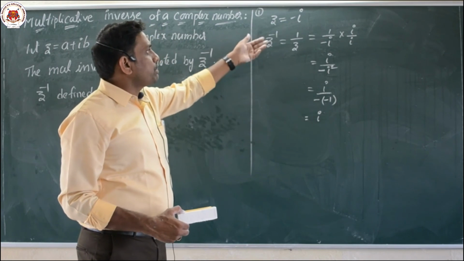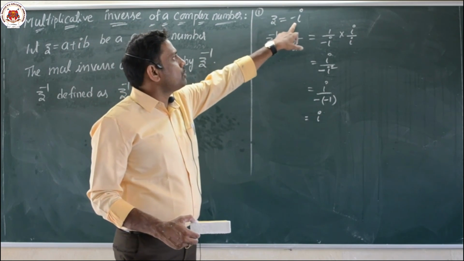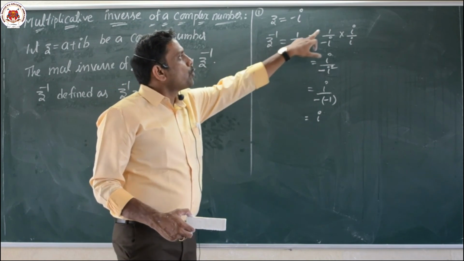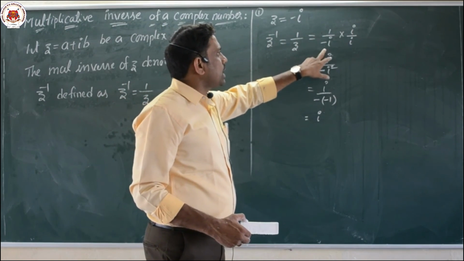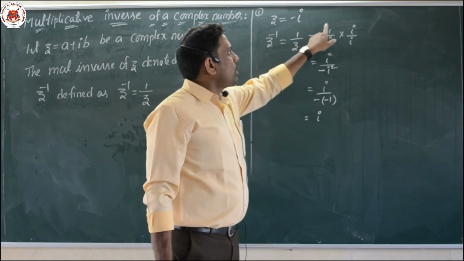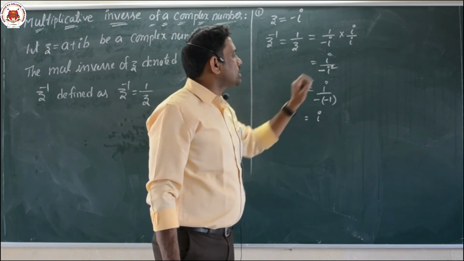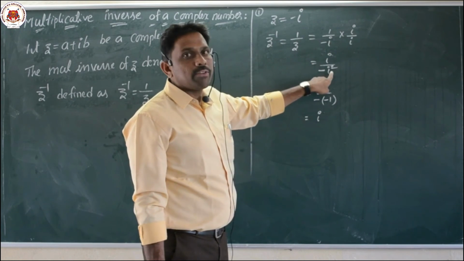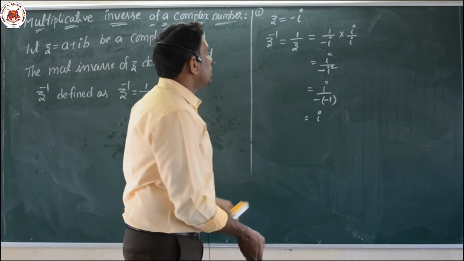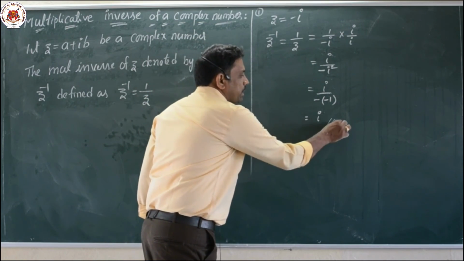One more time I am repeating this problem. z equal to minus i. So the multiplicative inverse, z inverse means 1 by z. 1 by z means 1 by minus i. Here i is there, you multiply numerator and denominator with i. 1 into i is i, and i into i is i square. We know the i square value is minus 1, minus into minus is plus 1. So this is the multiplicative inverse.